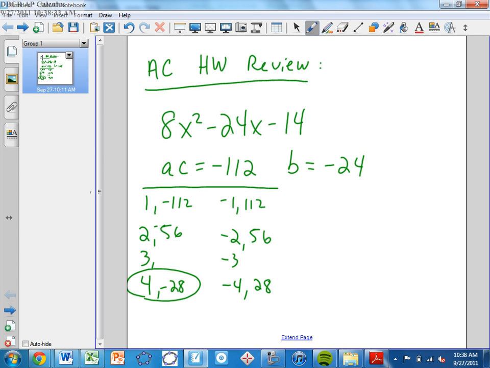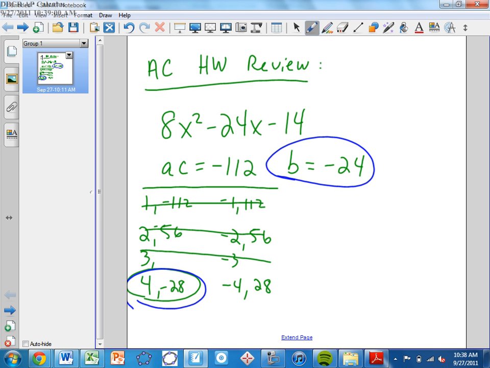Do we even have to list the 3s? No, it doesn't matter, right? These are not needed because we got the answer, so we don't care about those anymore. Again, why our answer is what it is: 4 and negative 28 gives me negative 24. So when you add up these two numbers, you get this value. The whole idea is to add up the factors to give you B and to multiply to give you AC.